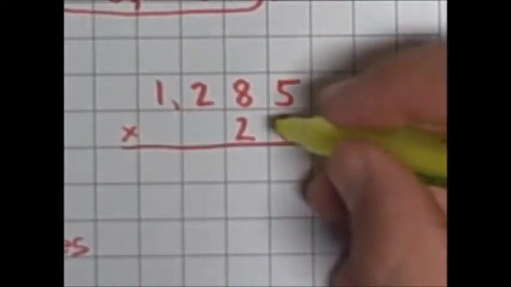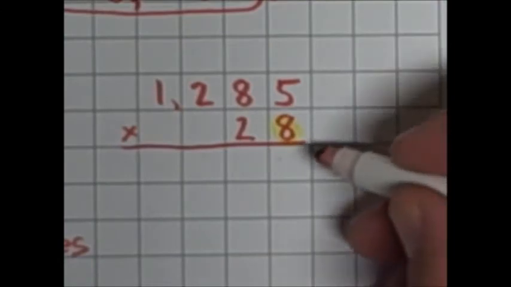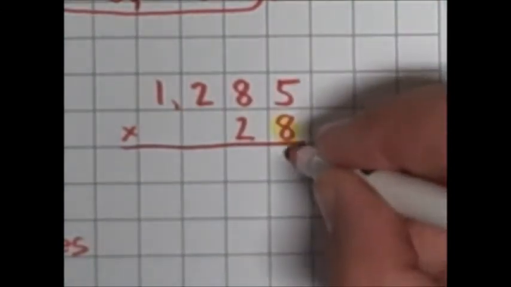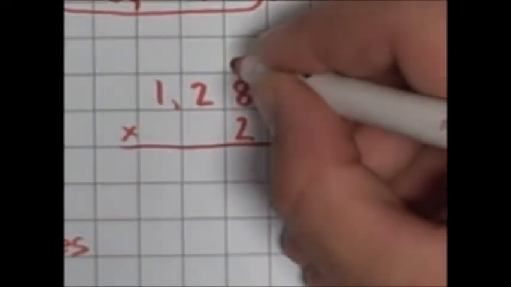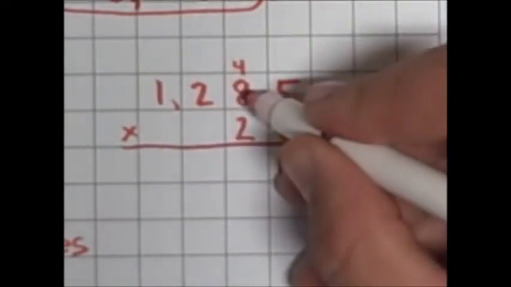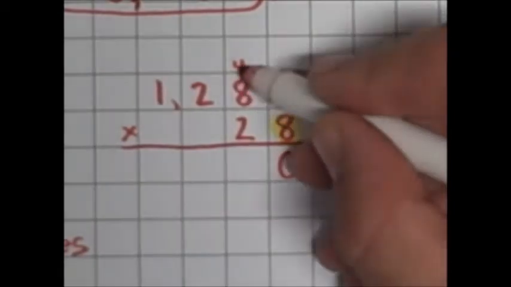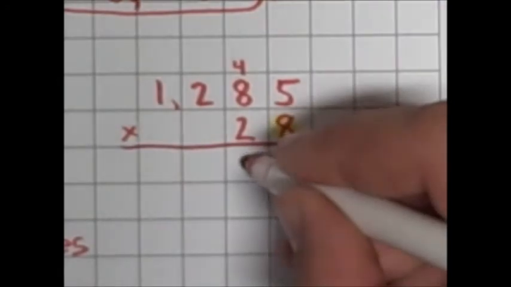First partial product. We'll be multiplying everything by the 8. 8 times 5 is 40. Write the 0, regroup the 4. 8 times 8 is 64. Of course, we've all heard, I ate and I ate till I was sick on the floor. 8 times 8 equals 64, plus 4, 68.